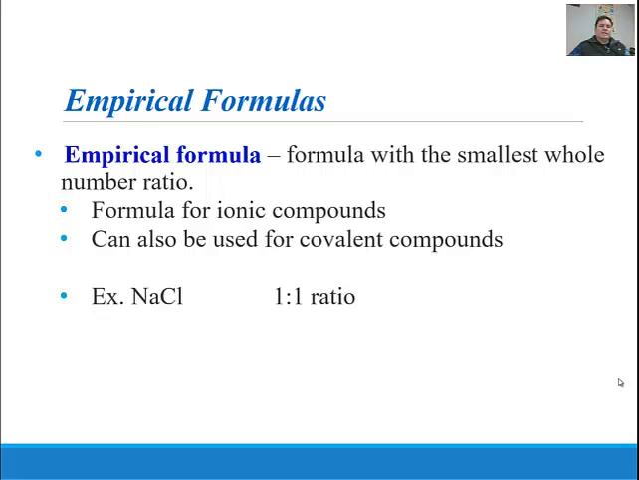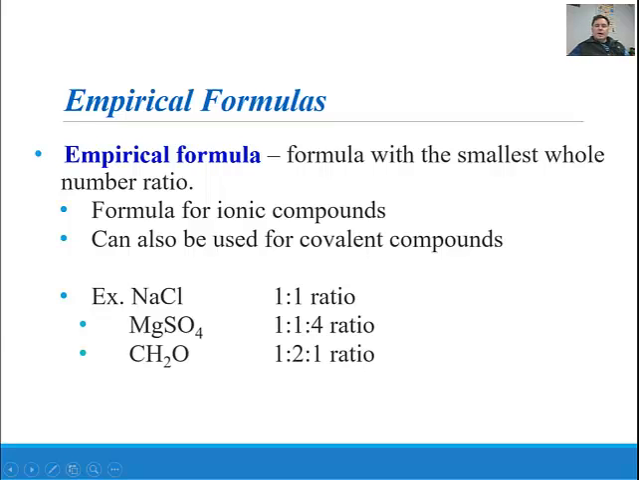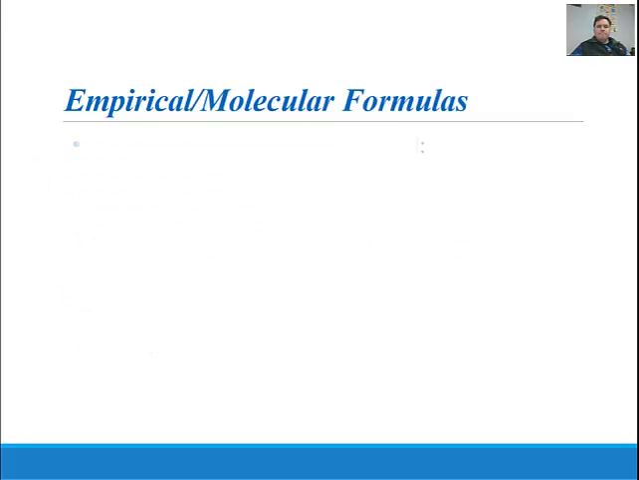So here's an example, NaCl, that's a 1-to-1 ratio, +1 -1. But if we have magnesium sulfate, we have Mg, which is a +2, and sulfate SO4 -2. When we crisscross, it'd be Mg2(SO4)2, but we reduce the 2's, like charges cancel out. Here's another one, CH2O. That's a 1-to-2 ratio. A lot of our carbohydrates are based off of that.